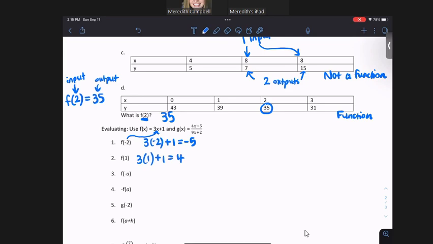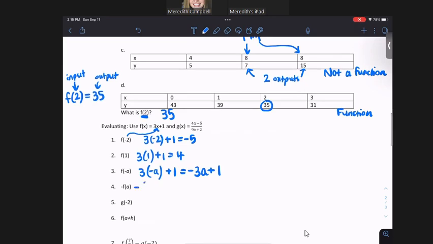If you're plugging in variables, we're plugging in -a here, so that would be 3 times -a plus 1, which you can then just write as -3a plus 1. With the negative out front, we're going to make the entire thing negative, and then plug in a, so that's negative, and then 3a plus 1, which we can write as -3a minus 1.